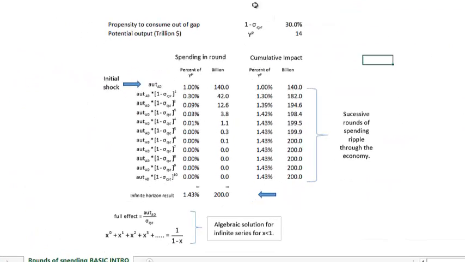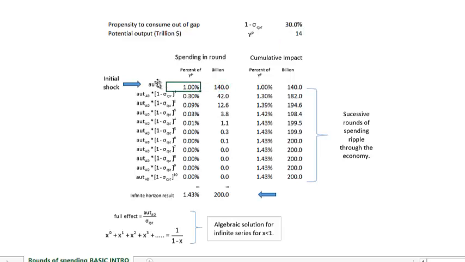So here we have all of the data. We have the propensity to consume out of the output gap, and we're thinking of the output gap as transitory income for households in the aggregate. So that's 30%, so sigma sick is 0.7 or 70%. We also thought about potential output, and we just said it was $14 trillion. That's a nice round number.